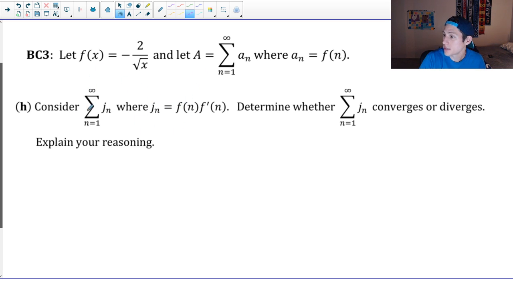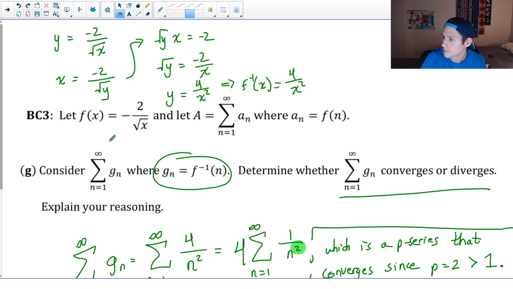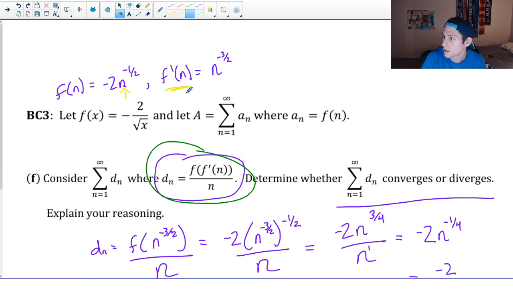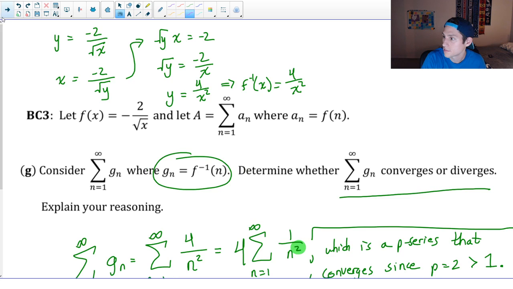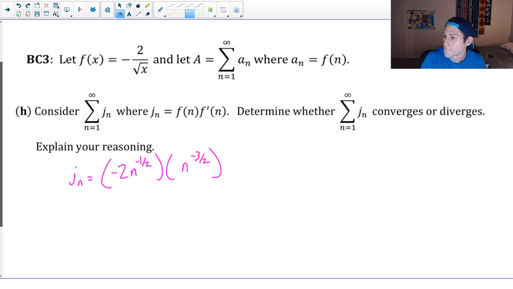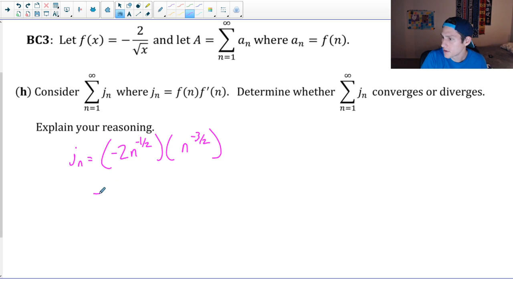All right, JN is f times f prime. Great. So f times f prime. Let's see, what was f originally? f is negative 2 n to the negative 1/2. f prime was n to the negative 3/2, right? Yeah, f prime is n to the negative 3/2. So we've used this in like 3 different parts. All right, multiply them together. So JN is negative 2, n to the negative 1/2 plus negative 3/2. So that'd be negative 4/2, so n to the negative 2.